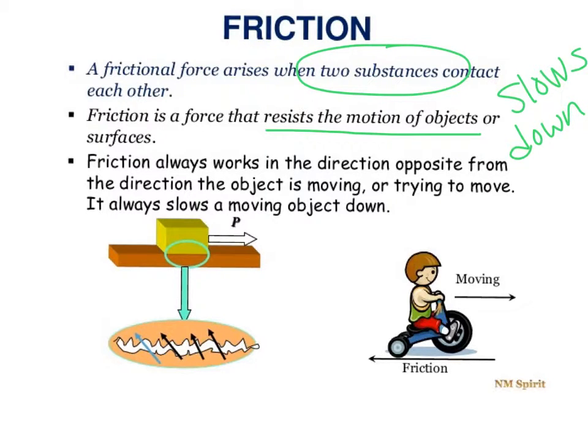So therefore, friction always works opposite of the motion of the object. It always slows something down. So if something is being pulled in this direction, friction is going to be working in the opposite direction.